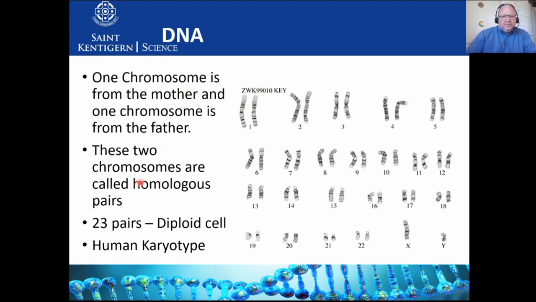Okay, then we'll call them homologous pairs, and there's 23 of them. Okay, 23 pairs. There's 46 individual chromosomes, and in this case it's called a diploid cell. D for double, which means we have the pairs. D for double means pairs. Okay, and you can see here that in this case it is a male because they have the Y chromosome. If this was a female, it would have been XX, but males are XY.